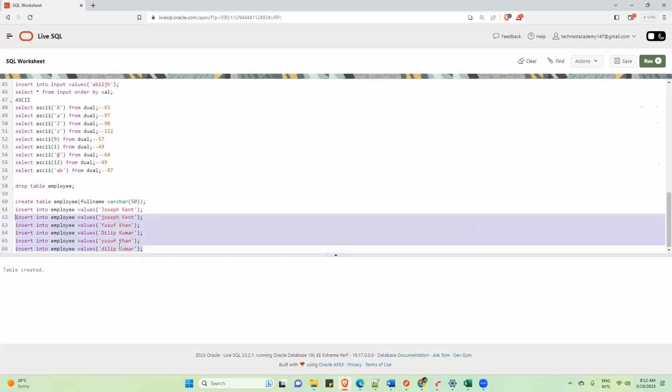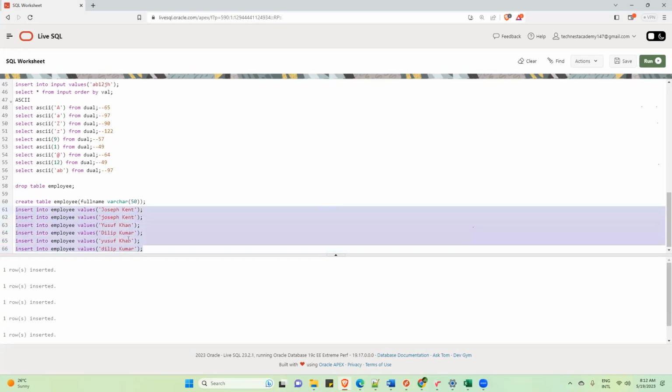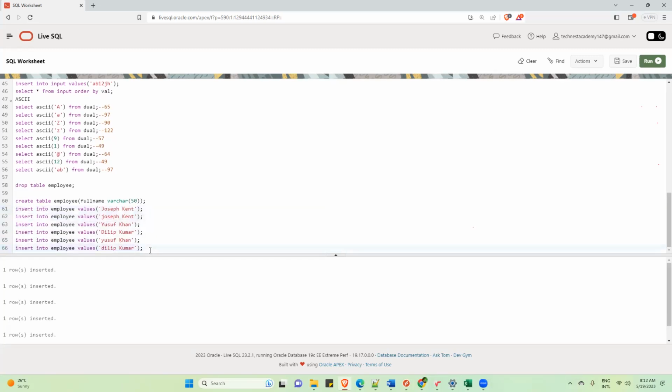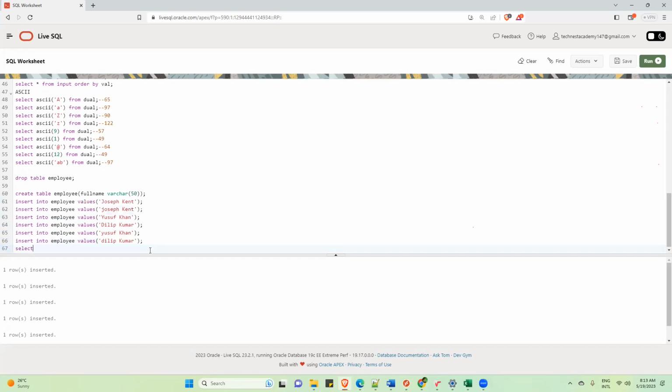Now suppose this is the data. And the question here is, please sort the data based on the full name in ascending order. So I'll write this query, select star from employee order by full name, right? I have to sort this data in ascending order, so I will write order by full name.